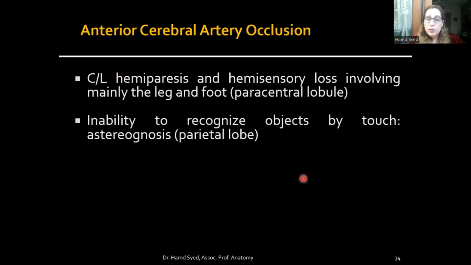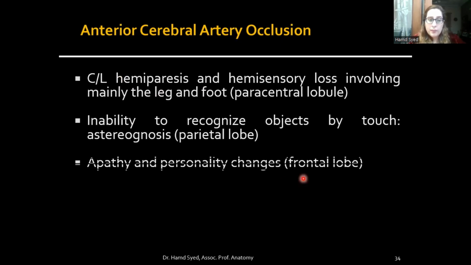Now, if we were going to look at some other clinical outcomes of the anterior cerebral artery occlusion, astereognosis is a condition which can occur in which the objects cannot be identified on the basis of touch, and this occurs when the parietal lobe has been affected. If the prefrontal lobe is affected, this can cause changes in personality or apathy. It can also cause urinary incontinence. This usually occurs in case of the bilateral artery involvement.